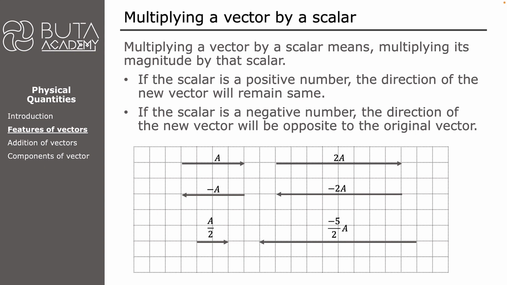As a summary, in this video, we learned how to represent a vector, which vectors are equal and which are negative to each other. Finally, we have looked at multiplication of a vector by a scalar. In the next video, we will learn how to add 2 or more vectors.